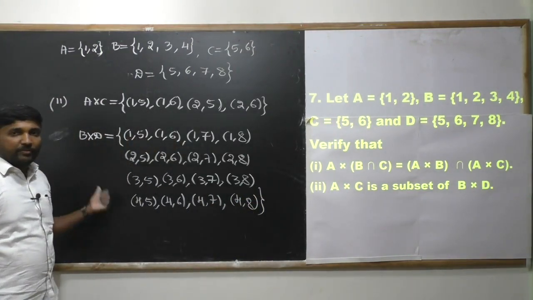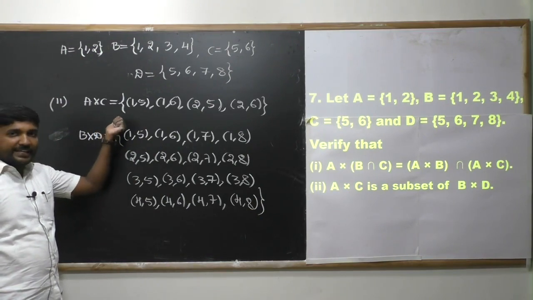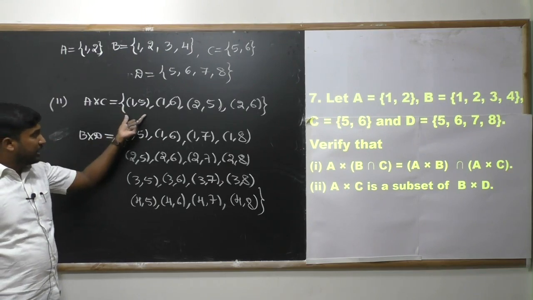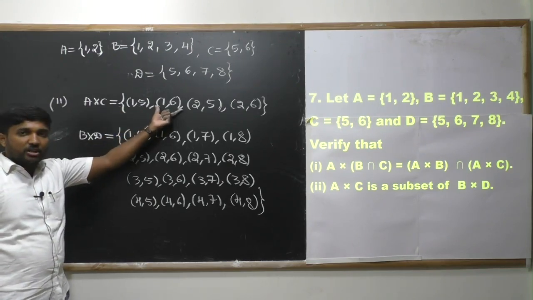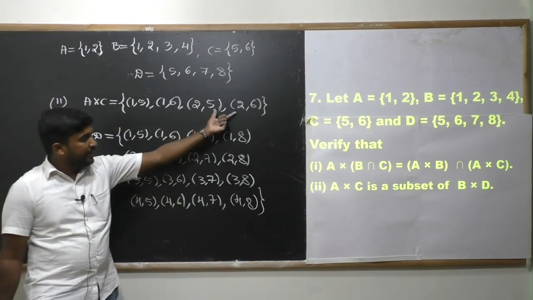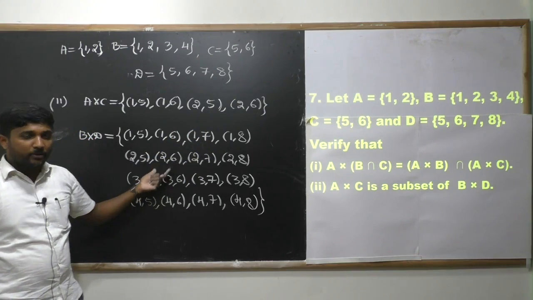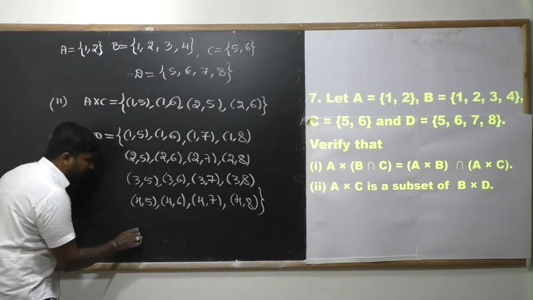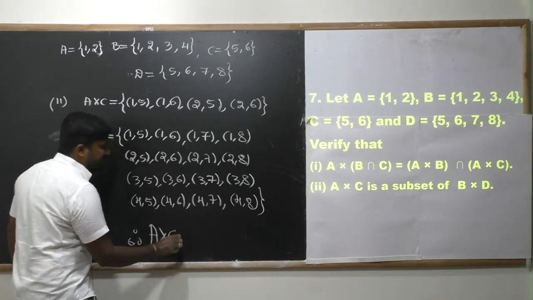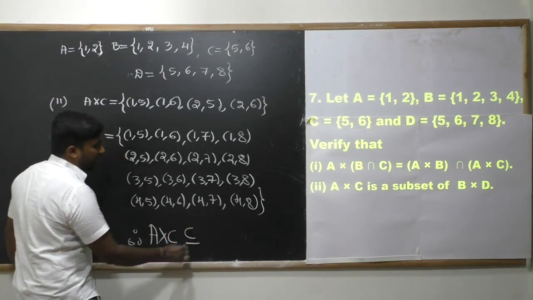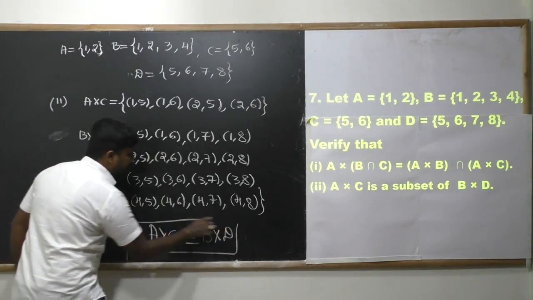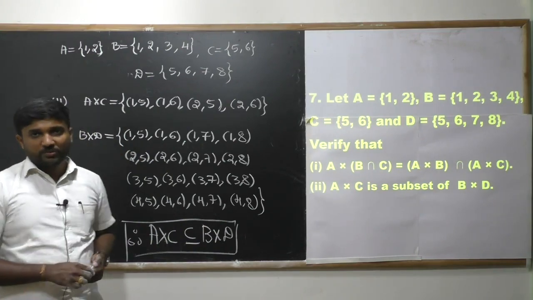Now please verify whether all the elements of A cross C lie in B cross D or not. Ordered pair 1 comma 5 is there in B cross D. Ordered pair 1 comma 6 is there. Ordered pair 2 comma 5 is there, and ordered pair 2 comma 6 is also there in B cross D. Therefore, we conclude for the given sets A, B, C, D, A cross C is a subset of B cross D. Hence, we verified statement 2 also.